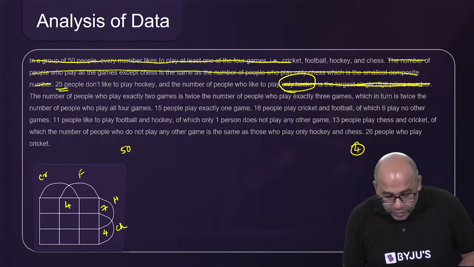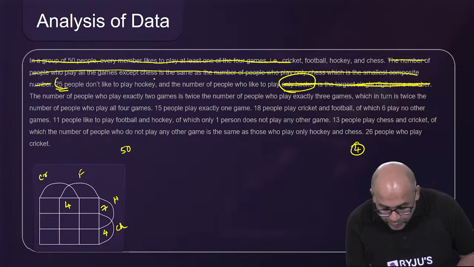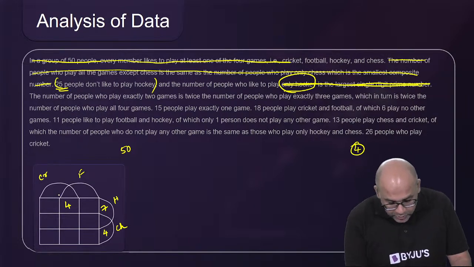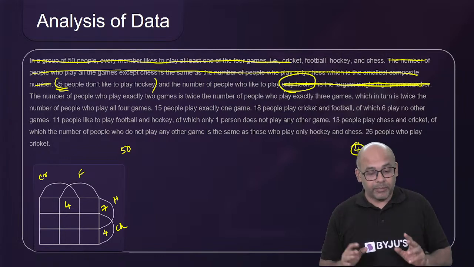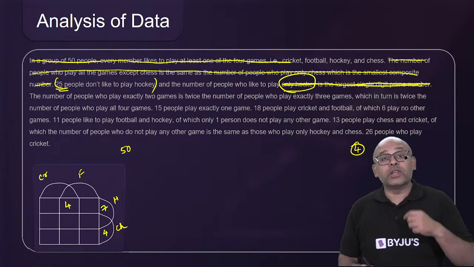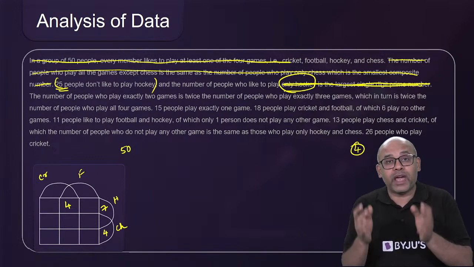Yes, 25 people don't like to play hockey, so we have to write this part. Hockey is over here. Everybody except hockey is 25. Keep that in mind. When I say utilize the data, I have not written the data anywhere. That's the reason why I'm putting it in brackets and not cutting it.